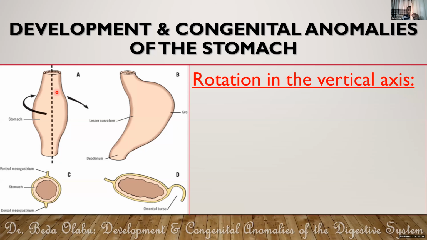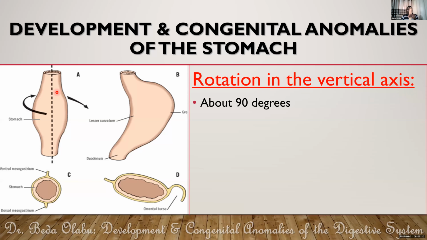if this is the stomach, we've assumed that it has already undergone the swelling. The anterior part grows slowly compared to the posterior parts, so it curves. After it has curved, you can see the curvature. We know that the greater curvature is posterior and the lesser curvature is anterior. Then we are saying the stomach rotates in the vertical axis. That rotation is about 90 degrees in the clockwise direction.